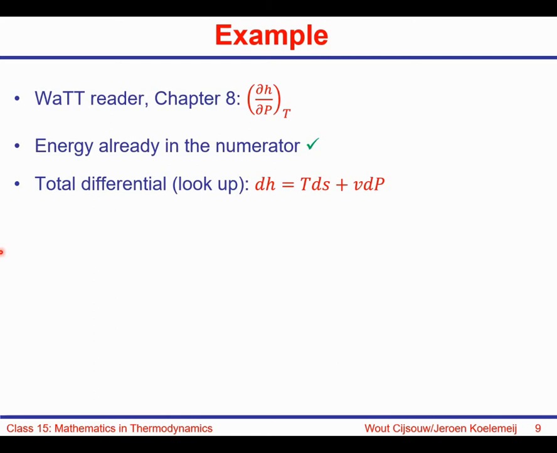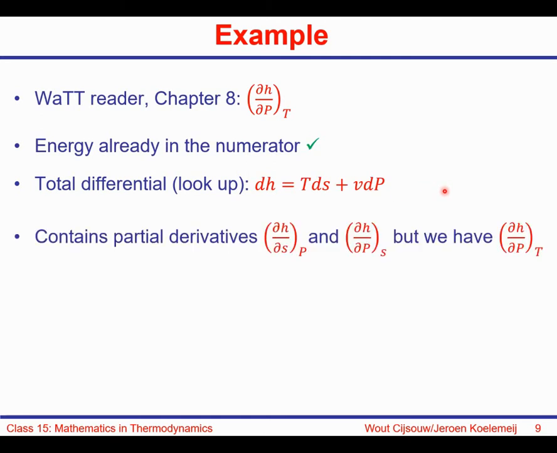Great. Now we're going to try to eliminate the energy using the total differential for the energy in question. And this is something we can look up. We can look up the total differential for the enthalpy, which is this expression, T dS plus V dP. You've seen that many times before. And of course, this expression formally contains partial derivatives. This partial derivative here is equal to T, and this partial derivative here is equal to V.